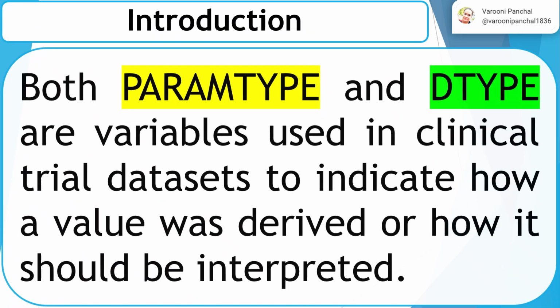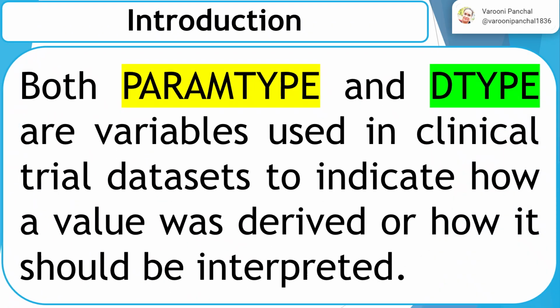Introduction. Both param type and D type are variables used in clinical trial datasets to indicate how a value was derived or how it should be interpreted. Today I'm going to discuss a few real world scenario examples to explain the difference between param type and D type.